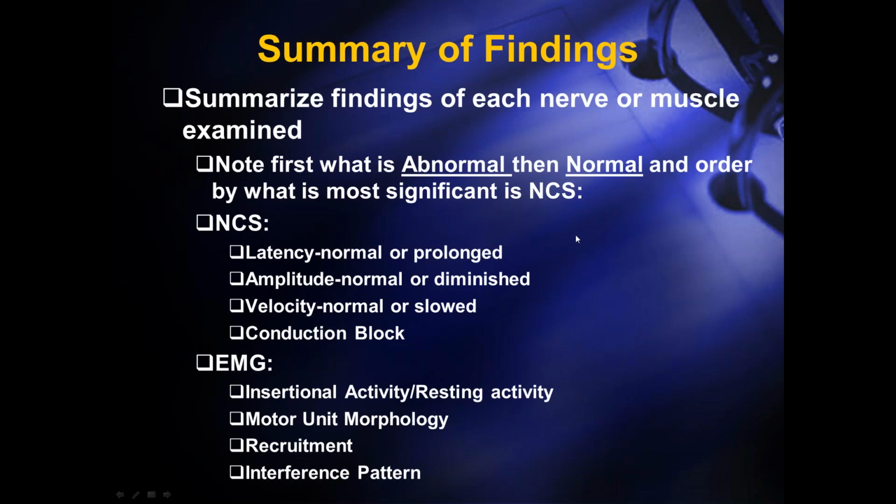So I like to look at what's abnormal first, what's normal next, and then order it by what's most significant. So, of course, in a nerve conduction, is latency normal or prolonged? Is amplitude normal or diminished? Is velocity normal or slowed? Is there evidence of conduction block? And in the EMG, what do insertion and rest look like in comparison to motor unit morphology, recruitment, and interference patterns, so that we collectively can summarize that data in our impression.